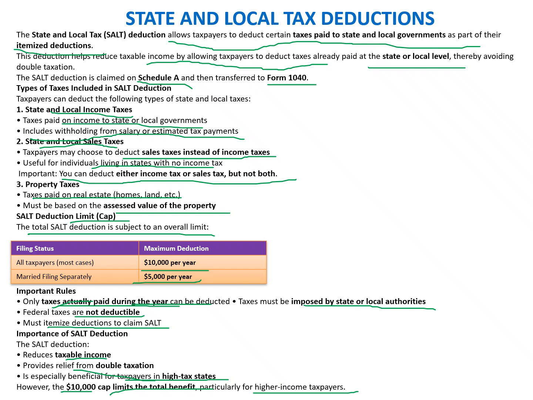But again, one has to compare, because if this limit is less than the standard deduction, then obviously one should go for the standard deduction. But if the combination of the medical expenses and state and local taxes exceeds the limit of the standard deduction, then one should go for the itemized deduction by claiming the medical expenses as well as the SALT deduction together, along with the other itemized deductions that are available. So with this, we'll move to the next category.